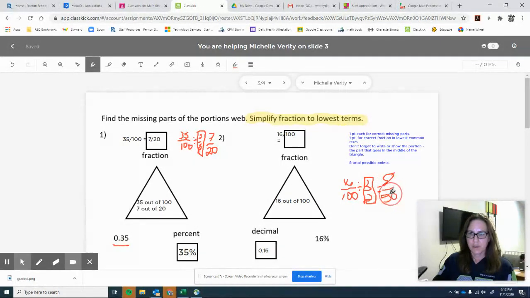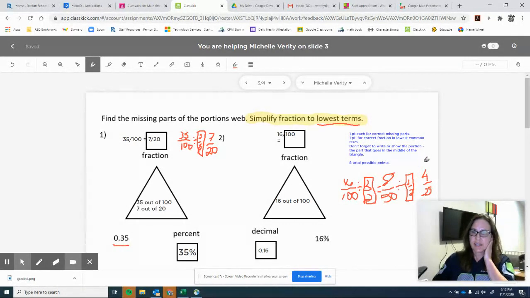8/50ths. Okay, but here's the thing. 8 is an even number and 50 is an even number. So we can divide it by the giant one of 2 halves again, because 8/50ths is not the simplest terms. And it says the lowest terms. We want to get it to its lowest term. So we're going to divide it by 2 halves again. And now we have 4 25ths.